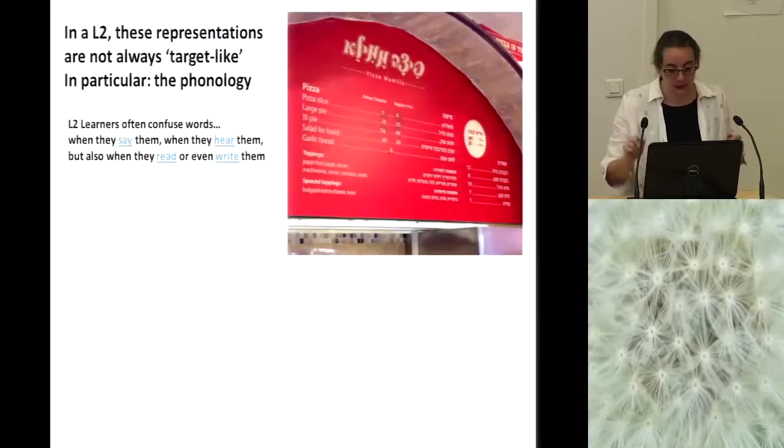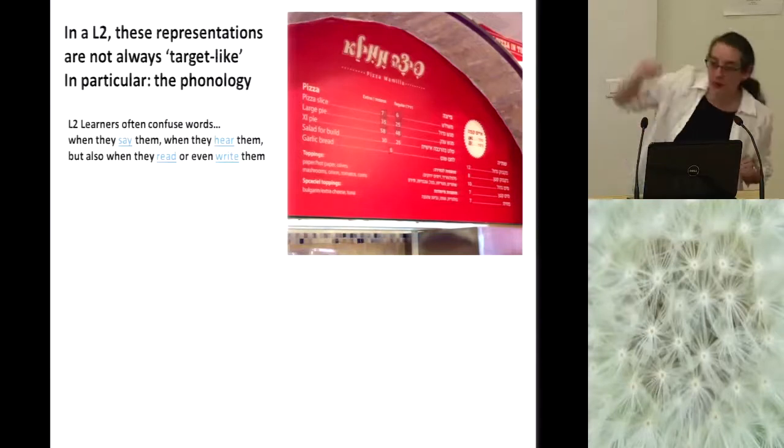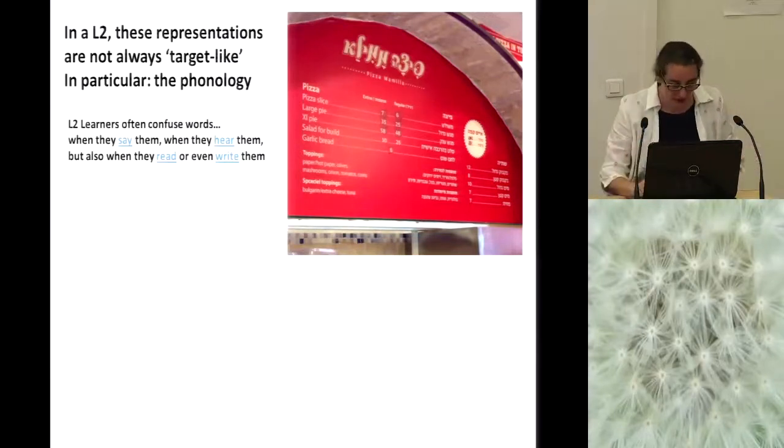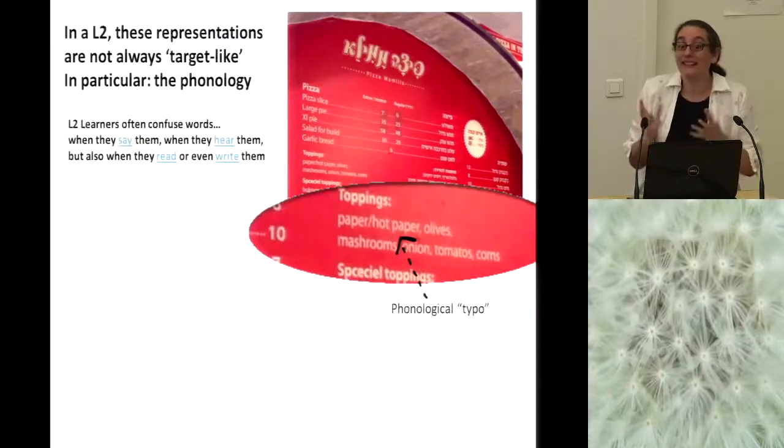I like to show this because it's an interesting menu, and you can't see it very well in this room, but I have increased the size a little bit. It's a pizza place, and what you can have there is hot paper on your pizza as a topping. It's not just your average typo, right? It's in fact a phonological typo.